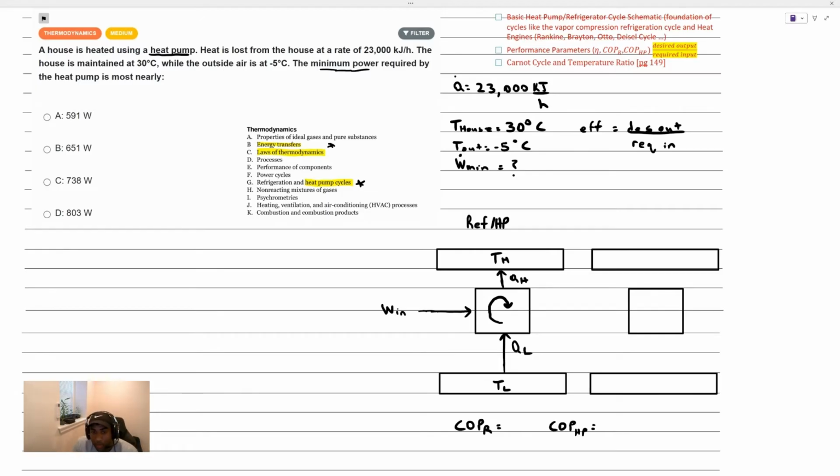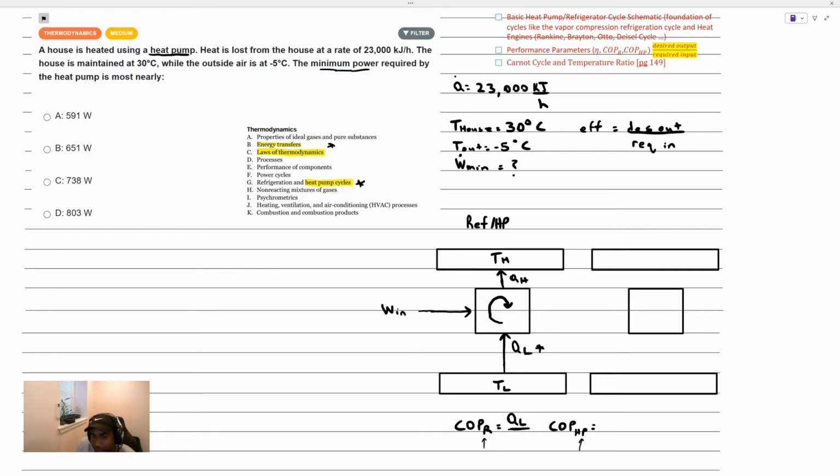A performance parameter specifically for the refrigerator is the coefficient of performance, the COP for a refrigerator. That's what this little subscript here means. And for a heat pump, it is this. Now, the desired output for a refrigerator is we want to suck as much heat out from whatever's inside of the refrigerator and keep it cool. We want to keep the cold stuff cool. So our desired output is we want to maximize that QL term.